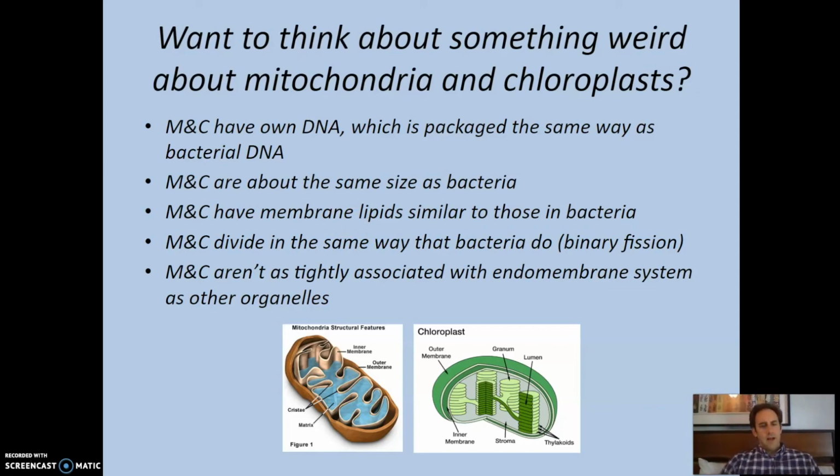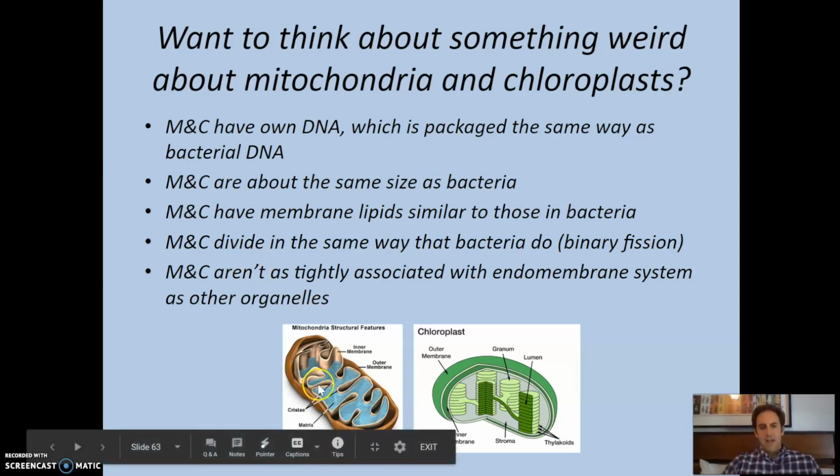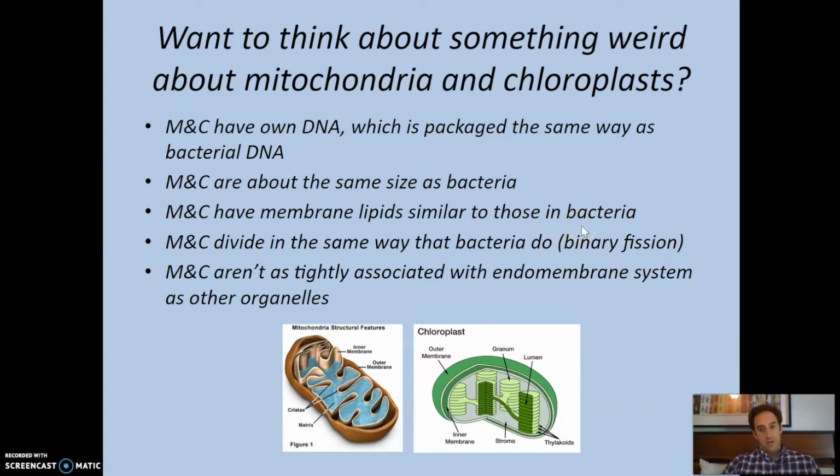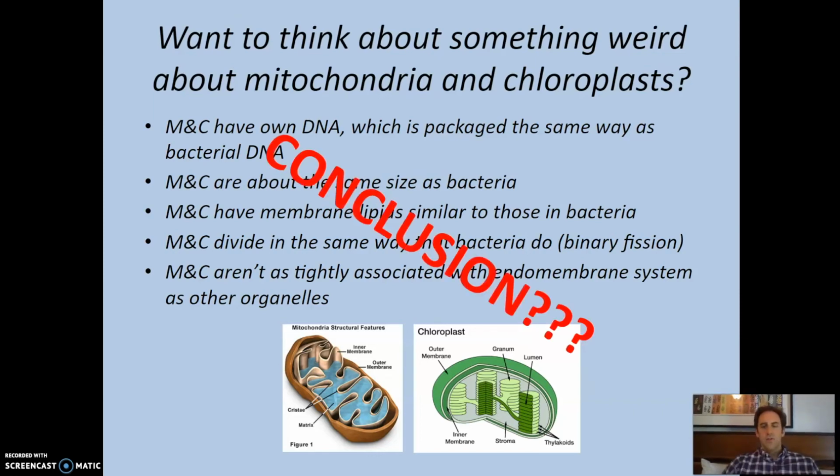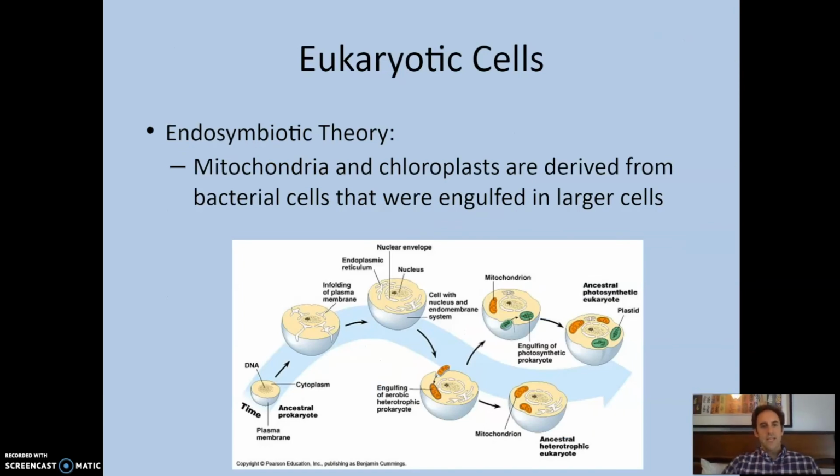When the cells reproduce, these organelles will also make copies of themselves, and they do it by this process called binary fission, which is how bacteria divide. And then the mitochondria and chloroplasts aren't as tightly associated with that endomembrane system as other organelles are. So all of these observations have led scientists to an interesting conclusion, and it's called the endosymbiotic theory. This theory is that mitochondria and chloroplasts are actually derived from bacterial cells that were engulfed in larger cells.